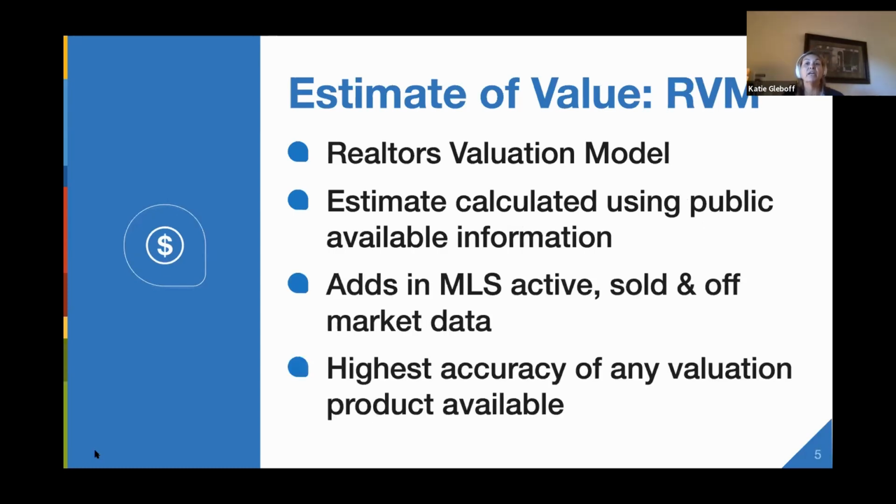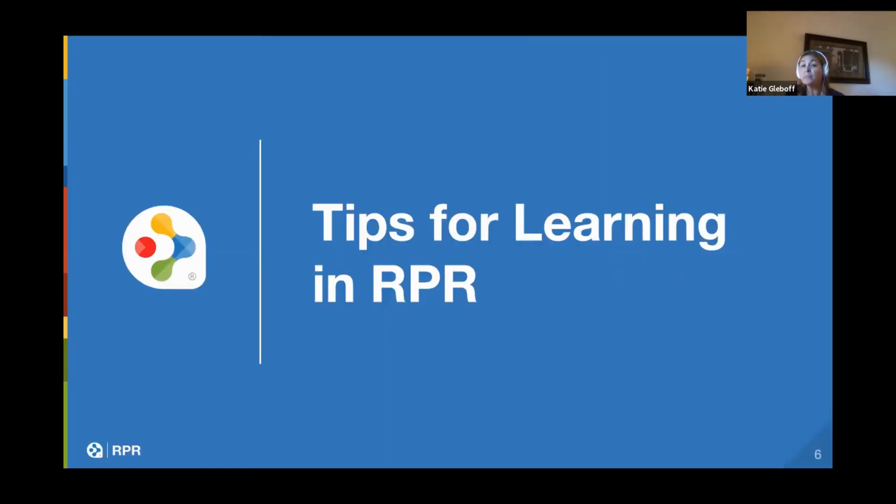We also display an RVM, and what makes the RVM unique is that it's trademarked to RPR, so it's owned by members of the National Association of Realtors, and this is the Realtors Valuation Model. So it's a market value estimate calculated using publicly available information. And then we also include that local layer of MLS active, sold, and off market data to determine the estimate of a property's value. So this is the highest valuation of any product that's available.